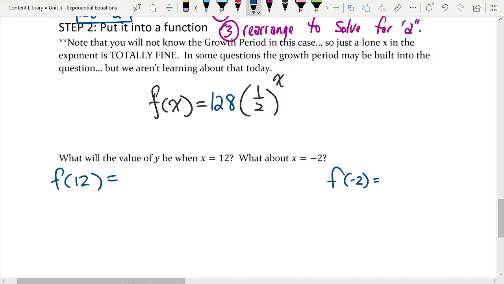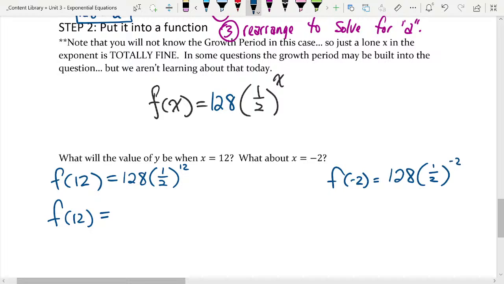So we're evaluating f at 12. What do we get? That'd be 128 times a half. I wrote 0.5. That's fine. 12 times, right? Awesome. Take a minute, make sure you work that out. And what about here? This would be take 128 and multiply it by a half, negative 2 times, which I guess means we're not actually multiplying by a half, we're dividing by a half. How many times? Twice, yeah. So there we go. You can work both those out.